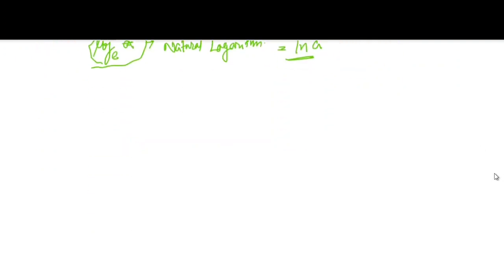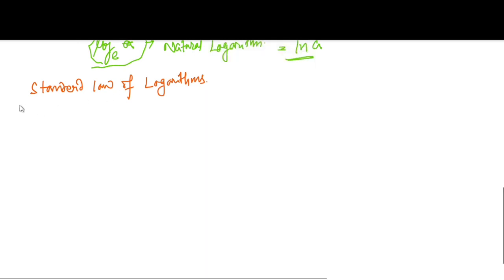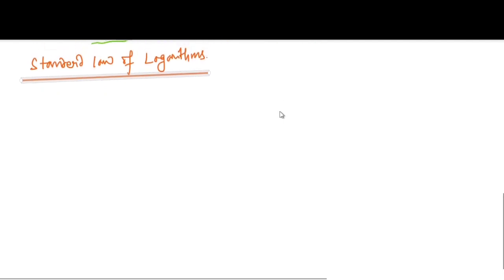Now we'll move to some other formulas, some advanced formulas regarding logarithms, or you can say the operations on logarithms: how we operate on logarithmic values. That we need to know. So there are some standard laws of logarithms. Let us see what laws we have.